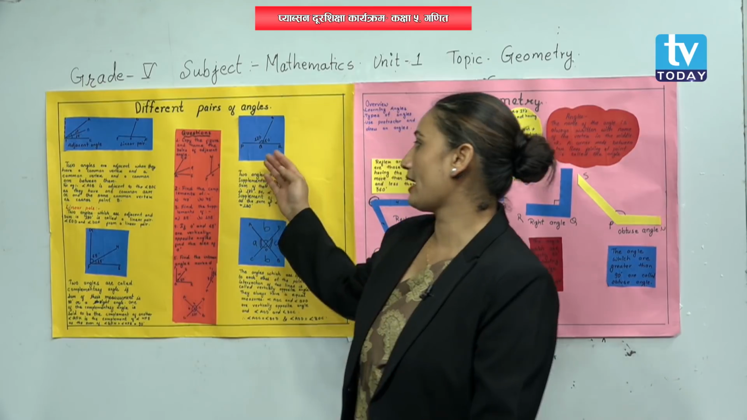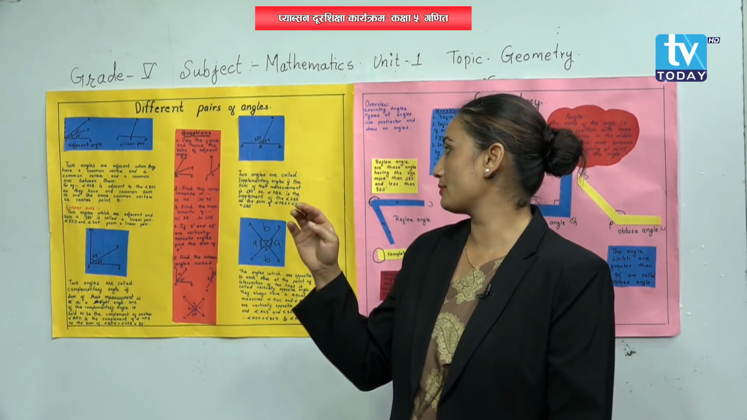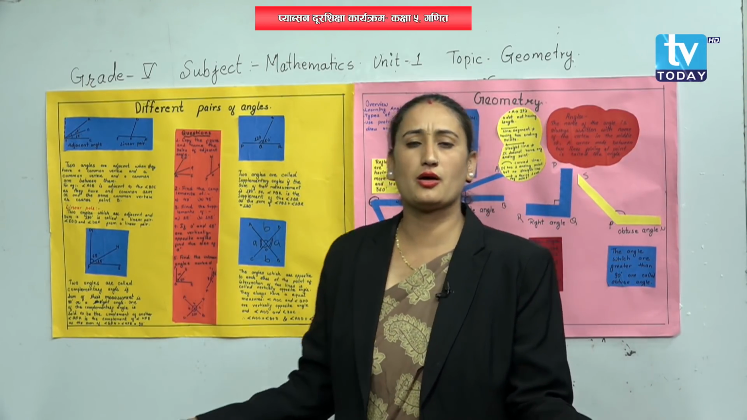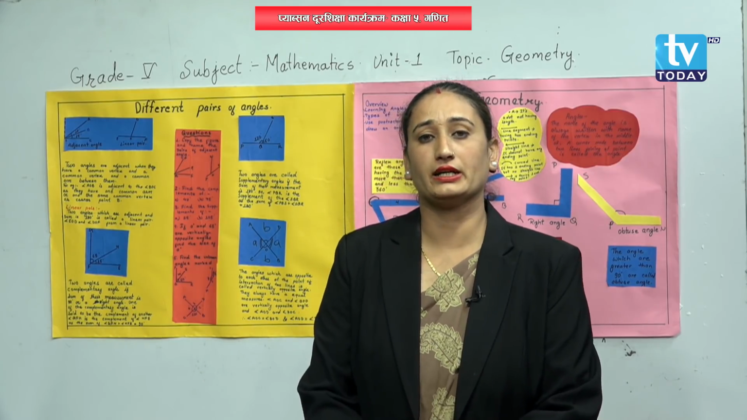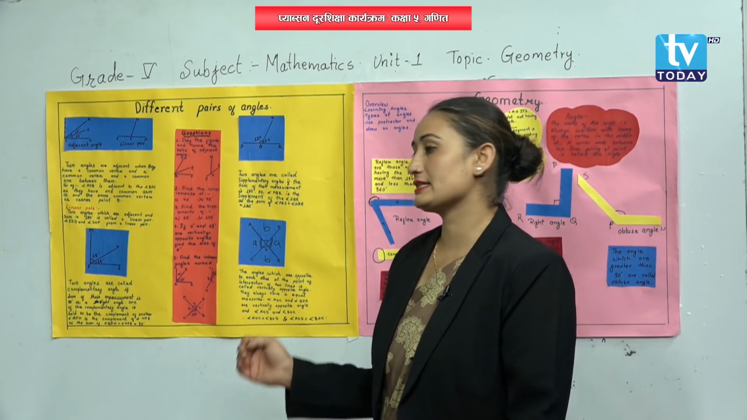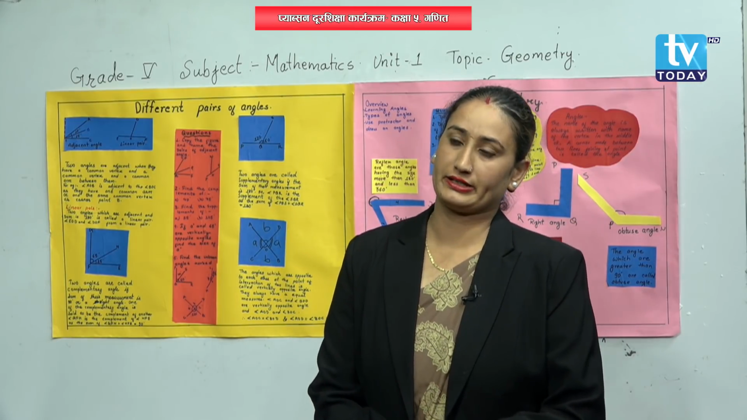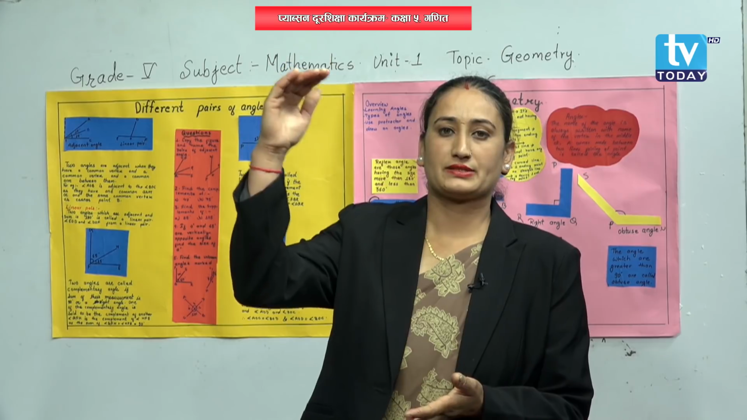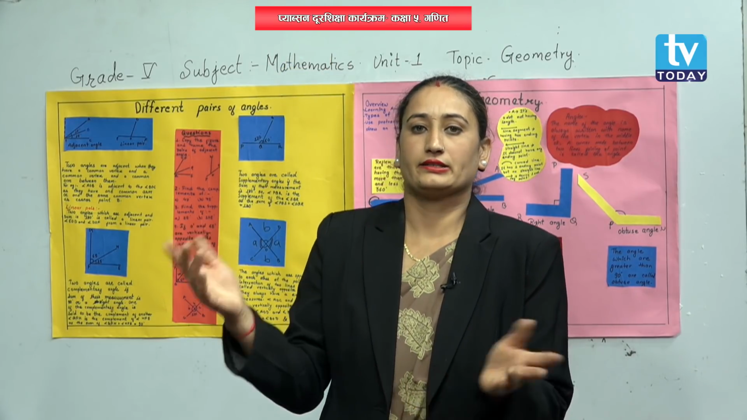We have also learned about supplementary angles. In supplementary angles also, if the sum of the angles is 180 degrees, we call it a supplementary angle. Now the last is vertically opposite angles. In vertically opposite angles, the upside and downside are equal, and side and side are equal.